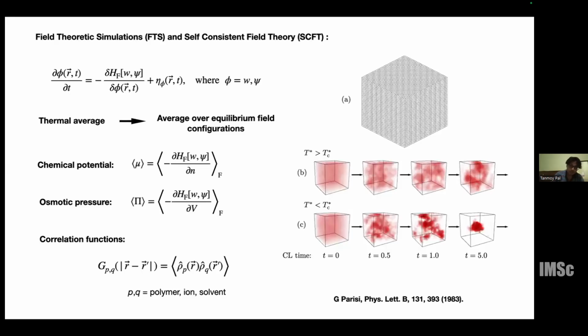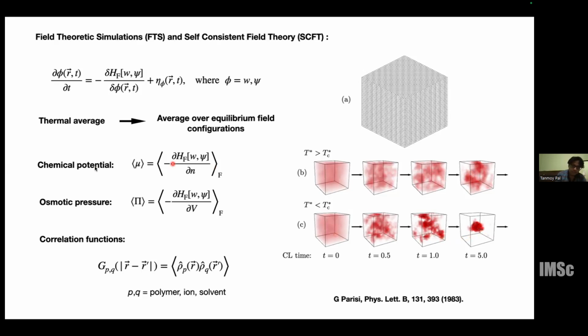Of course, we can also solve the whole field theory, but in a lattice simulation. The corresponding technique is called field-theoretic simulation. And here the fields follow this complex Langevin evolution equation. And this is a typical trajectory of this field-theoretic simulation technique. In panel B, the system doesn't phase separate, where these red clouds represent polymer density. But at low temperature, we see at equilibrium conditions a nice droplet.